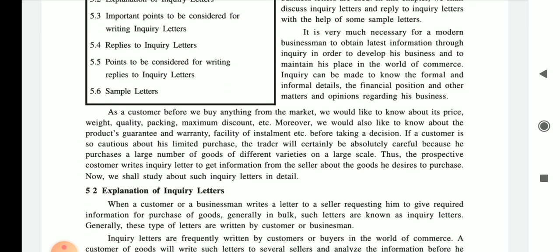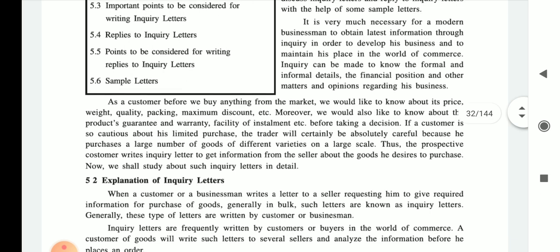It is very much necessary for a modern businessman to obtain the latest information through inquiry in order to develop his business and to maintain his place in the world of commerce. See, it's the most important part. At present the modern era is going on, and the modern businessmen have to update themselves with the latest information, because without the latest information you are not able to run your business very smoothly.